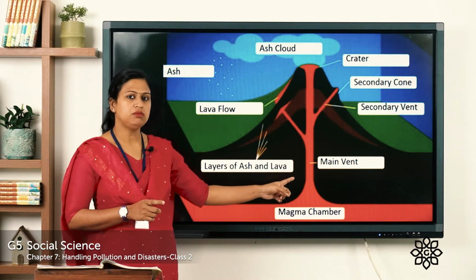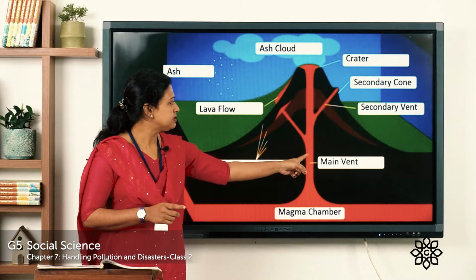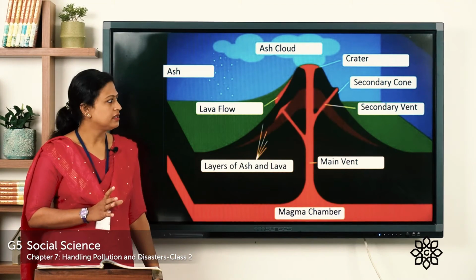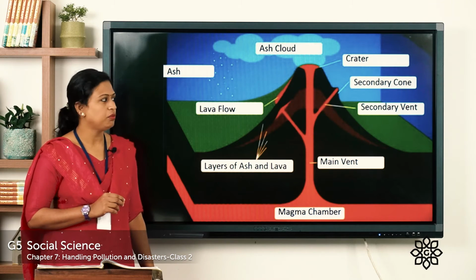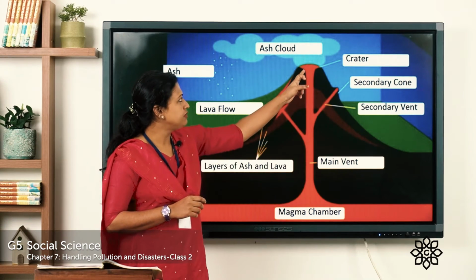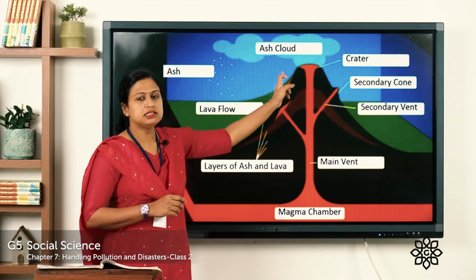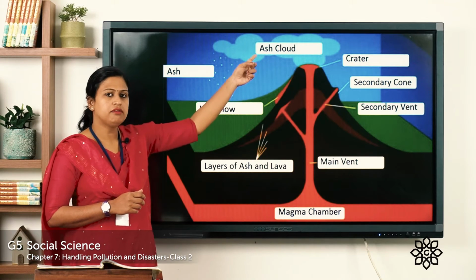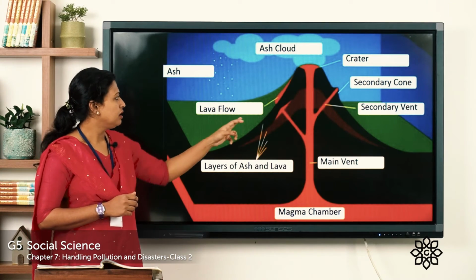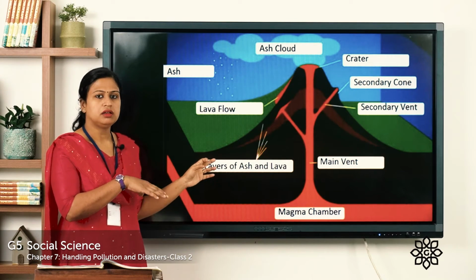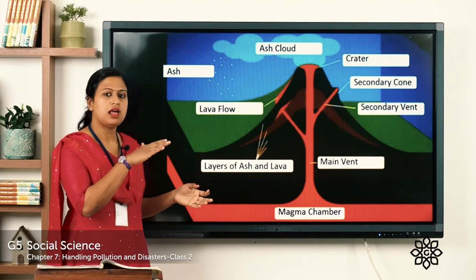This is the main vent, and from this you can see another small vent. This is known as a secondary vent. This magma comes out of this mountain and this opening is known as the crater. It comes out and flows outside. When it comes out from the hill and flows, it is known as lava.